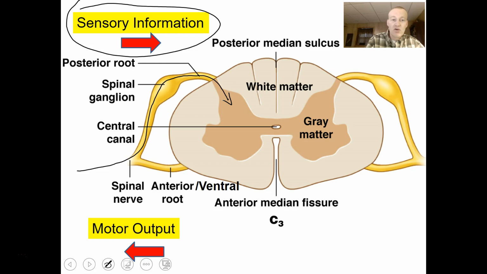Whereas going out of the spinal cord will be the motor output, and that will go to your glands, skin, or muscles. So your motor output is going to go out in this kind of fashion. There is directionality to how things are flowing into and out of the spinal cord. It's very highly organized. So remember, sensory information comes in through the posterior root, and motor information goes out through the anterior root.